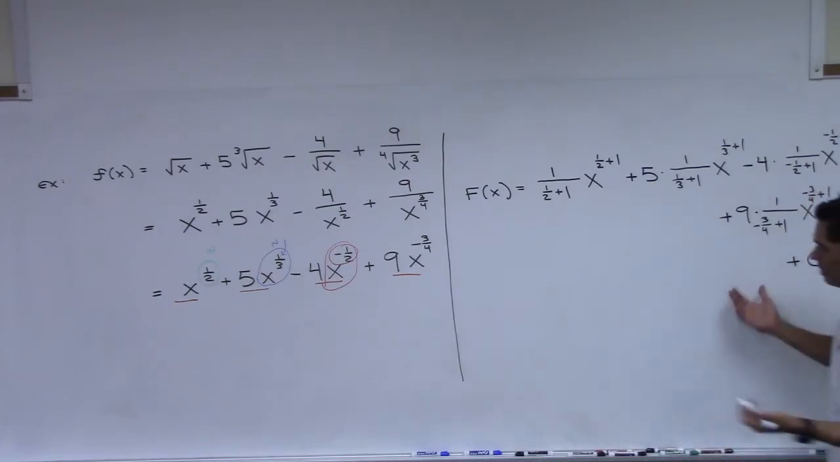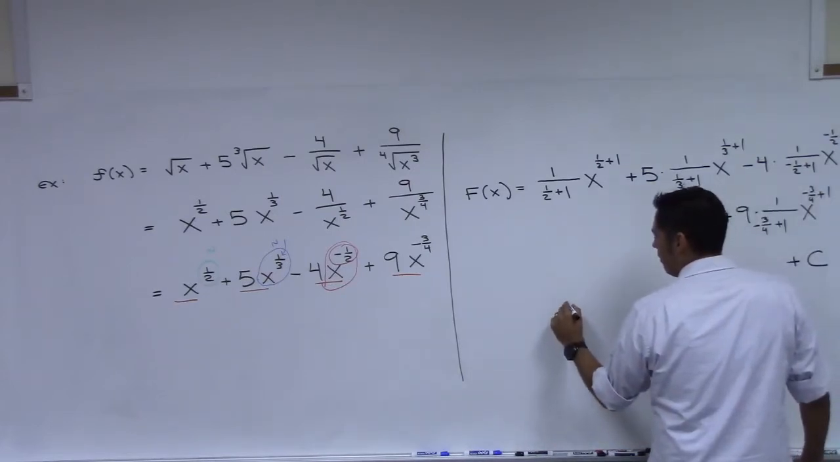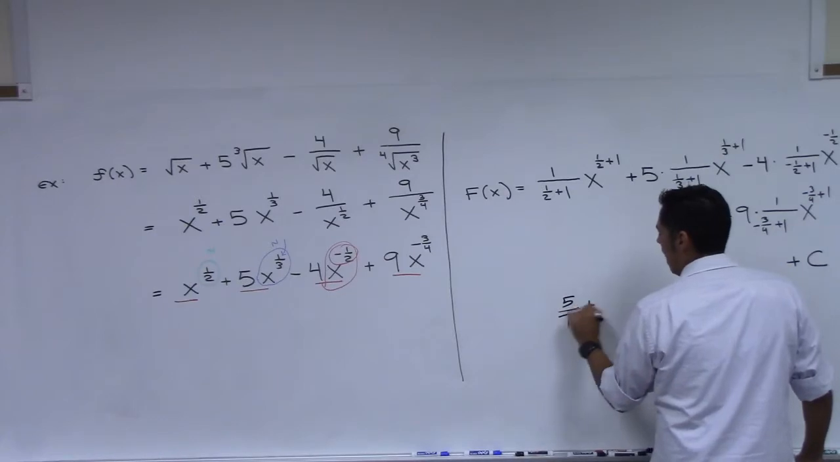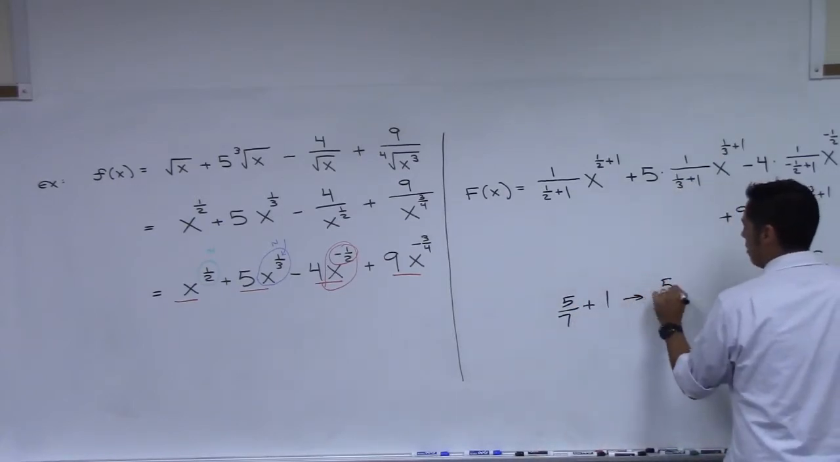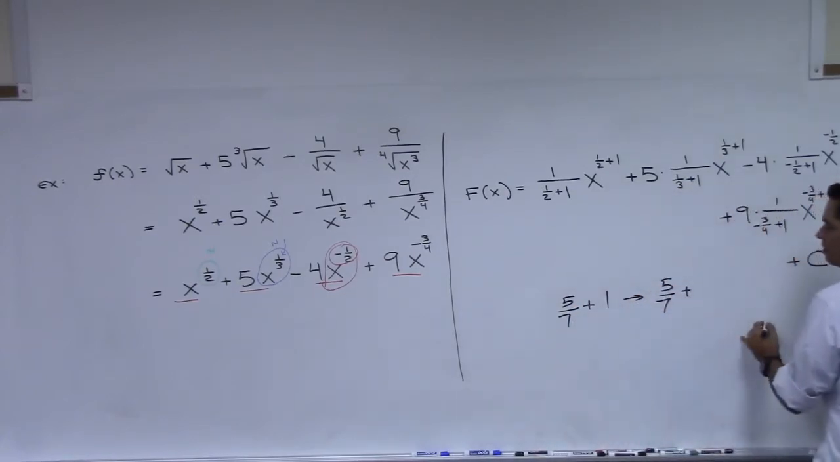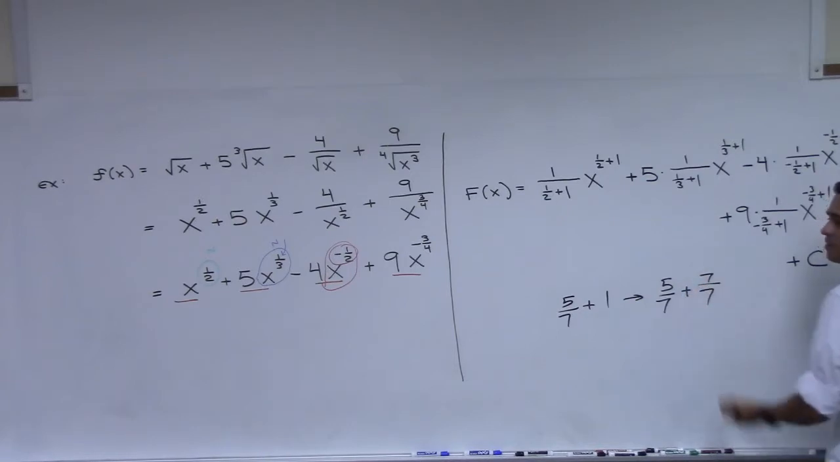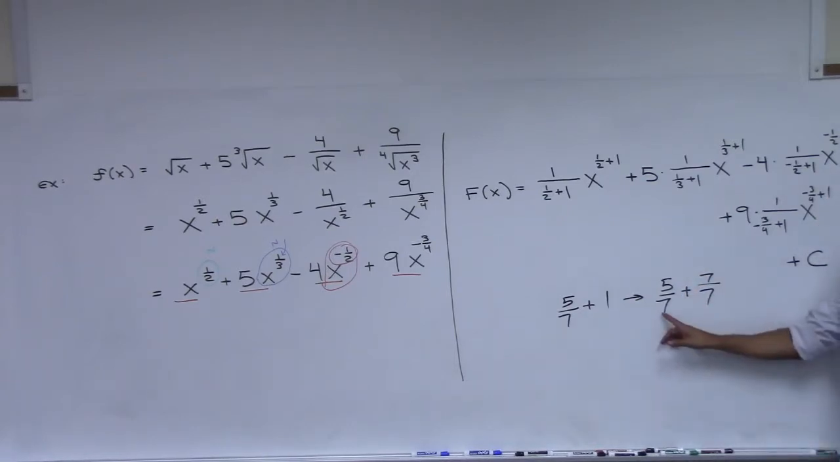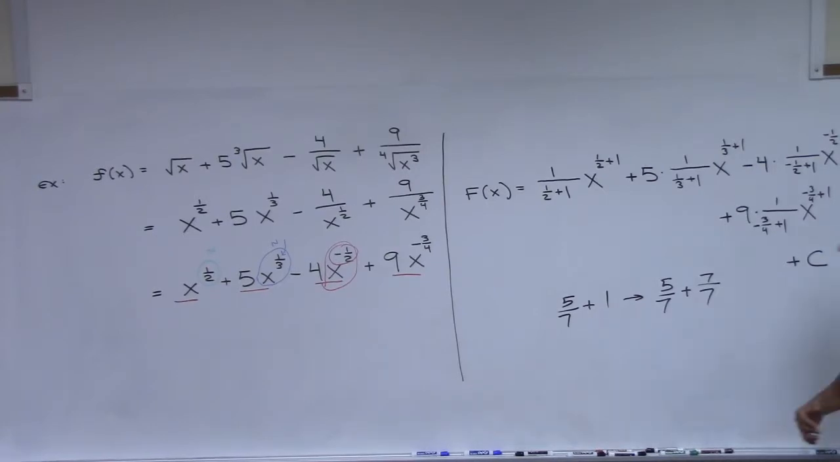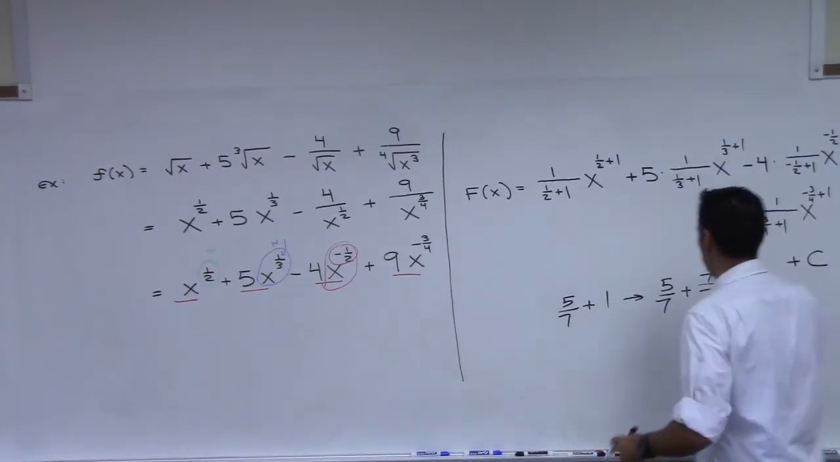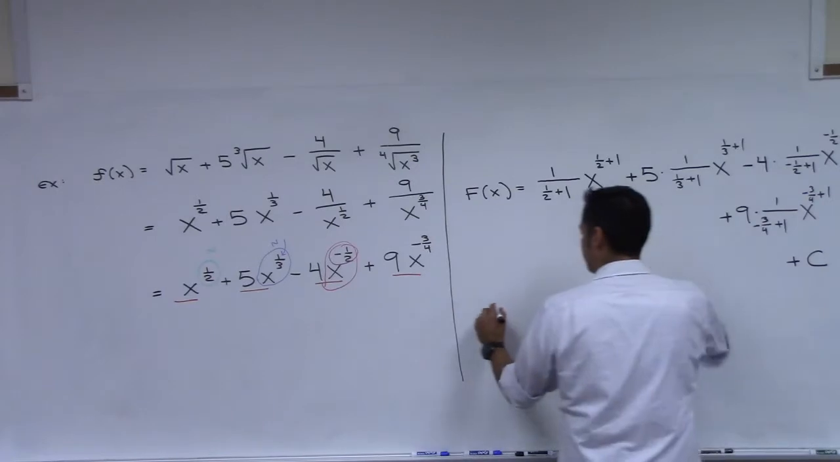And just as a reminder, if you have a fraction, let's say 5/7, and you add 1, what's the process? 5/7 plus, you just rewrite the 1 as 7/7. You just look at that denominator, add them up. So this would be 12/7, right? Okay. So for each of these, I'm going to assume you can do that.